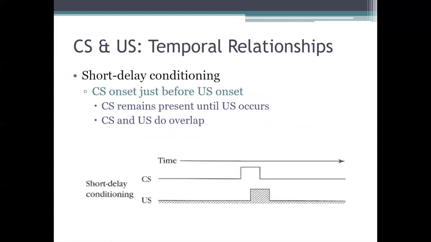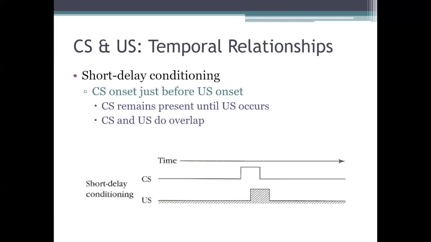In another kind of temporal relationship between the CS and the US, the CS again appears before the US does, but in this one, there's some overlap between them. In other words, with this one, the CS doesn't disappear until the US is already present. So, at least for a little while, they're both present at the same time. That procedure is known as delay conditioning, and some researchers also make a distinction between short delay conditioning and long delay conditioning. So the difference between those just has to do with the amount of time that passes between the onset of the conditioned stimulus and the onset of the unconditioned stimulus.